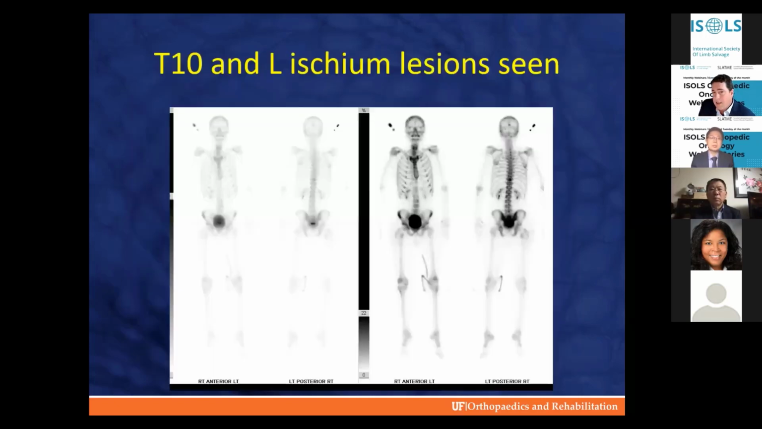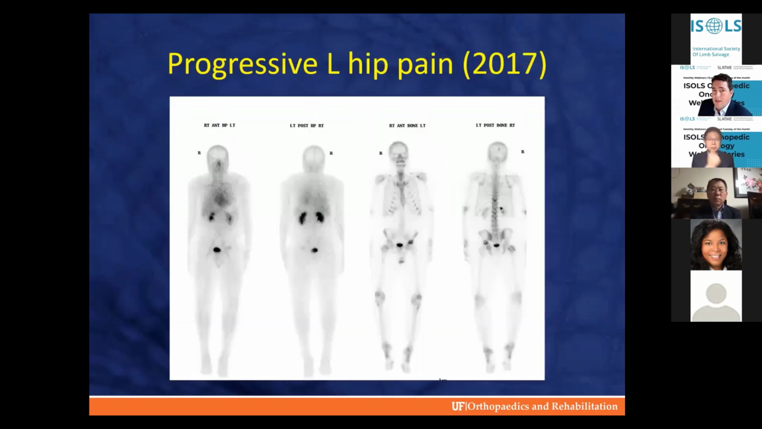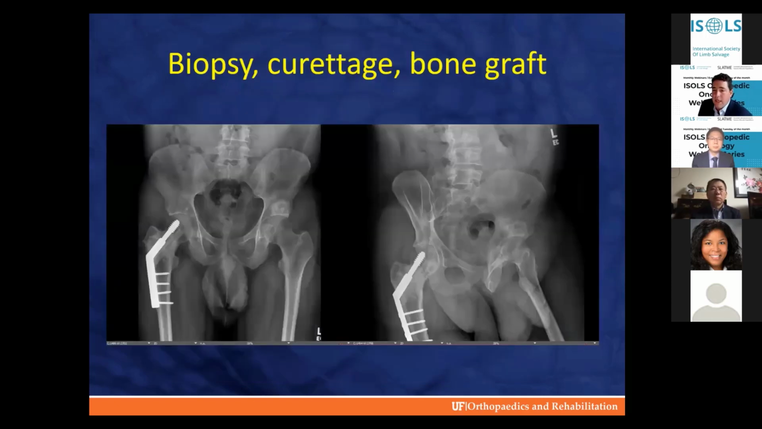And then on bone scan, he was noted to have lesions at T10, as well as the left ischium. Here's his ischial lesion. So he was started on denosumab in December of 2015. Was continued on denosumab, and then subsequently started having progressive left hip pain. So now you can see there's a lesion in the left acetabulum. Here's the lesion. He ultimately underwent a curettage and bone grafting of the left supraacetabular region, and was doing well from that.